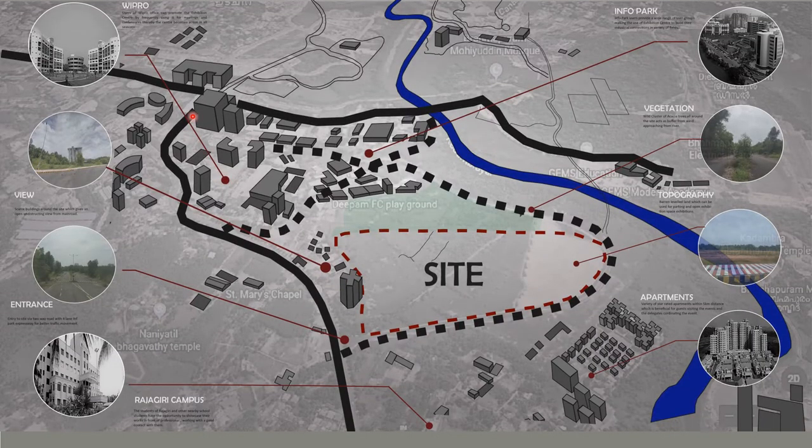Major attractions of the site. The site is located adjacent to the IT hub Infopark, which is a major development area where the majority of the user group is expected for the site. The site also lies adjacent to the Rajagiri campus on the northern side. Within a 5 km radius, different accommodation facilities and modes of transportation are also available.